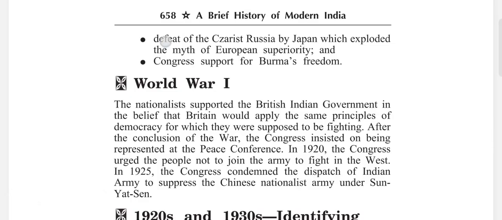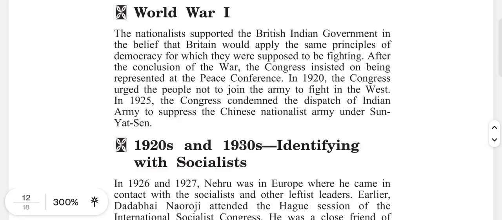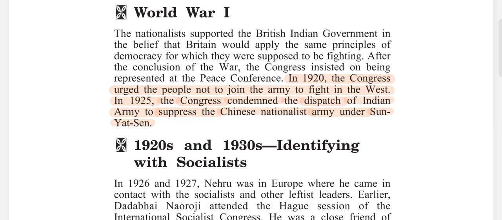The defeat of Tsarist Russia by Japan exploded the myth of European superiority, and the Congress showed support for Burma's freedom. World War I: the nationalists supported the British Indian government in the belief that Britain would apply the same principles of democracy for which they were supposed to be fighting. After the conclusion of the war, the Congress insisted on being represented at the peace conference. In 1920, the Congress urged the people not to join the army to fight in the West. In 1925, the Congress condemned the dispatch of the Indian Army to suppress the Chinese Nationalist Army under Sun Yat-sen.